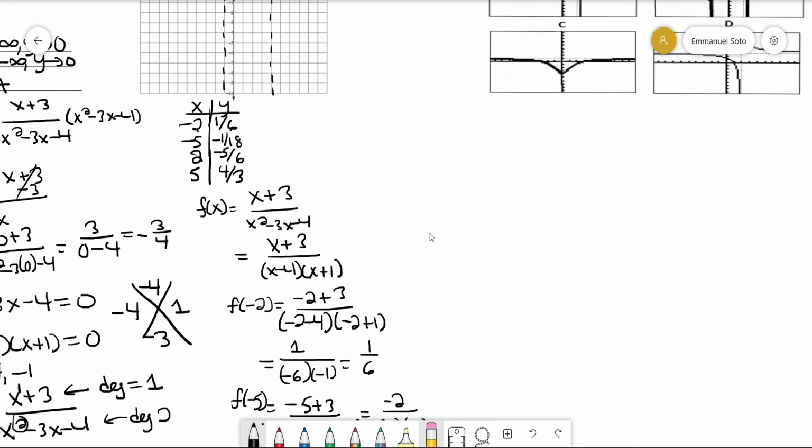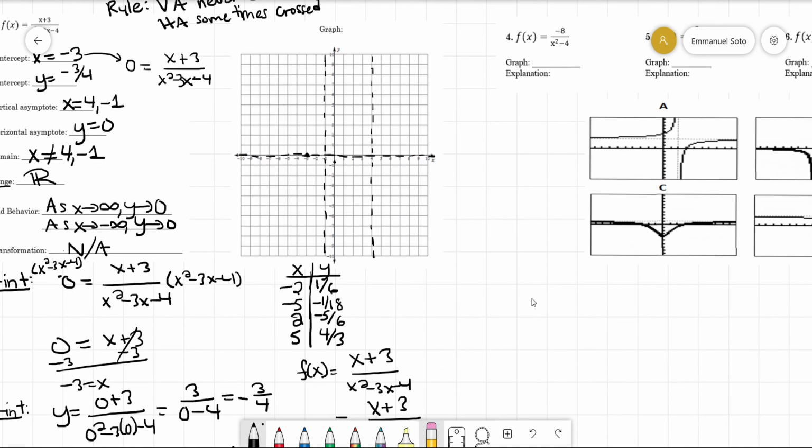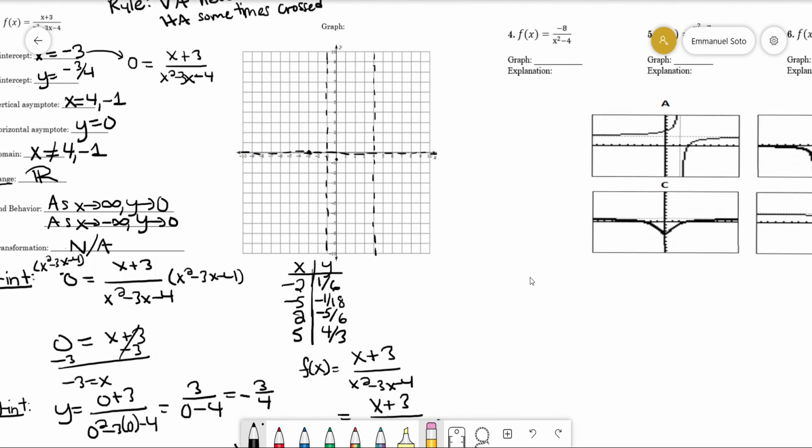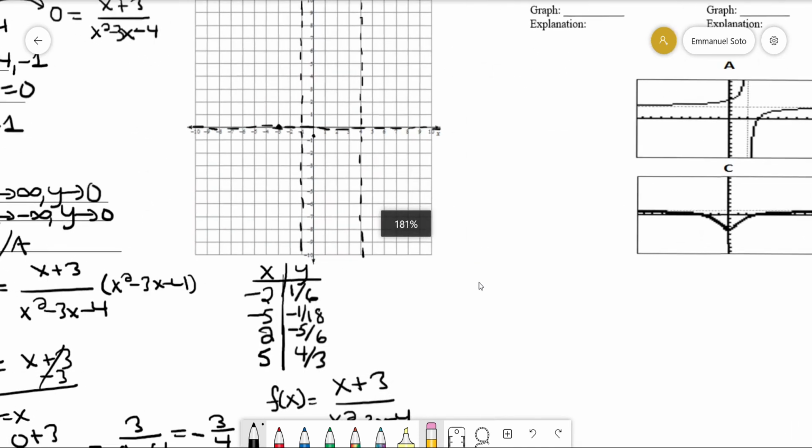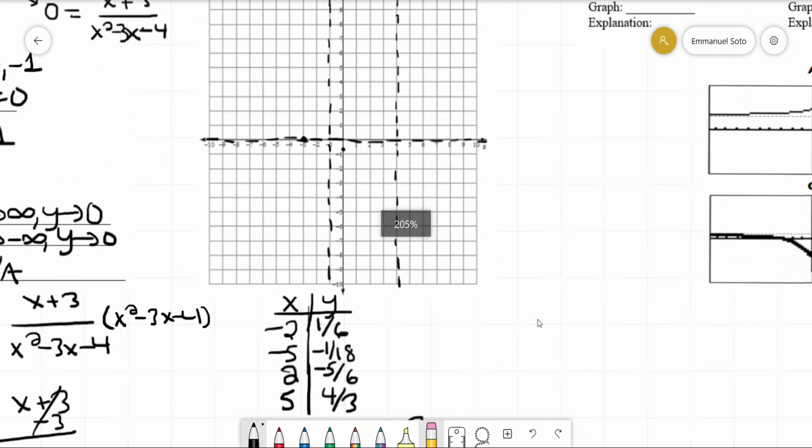Alright, so let's go ahead and plot those points now. Let me zoom in on that for you guys. Okay, so we have -2 and 1 over 6. So -2 and a little bit above that. That's telling me that it's starting up here. It's starting from on top and then crossing and then approaching from the other side. That's what that's telling me.